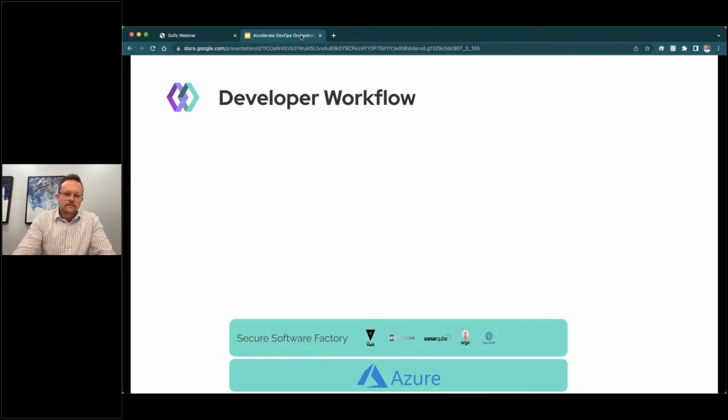So at the end of the day, kind of going back to the developer workflow, we want to really focus on the developer, have the TruStacks platform.